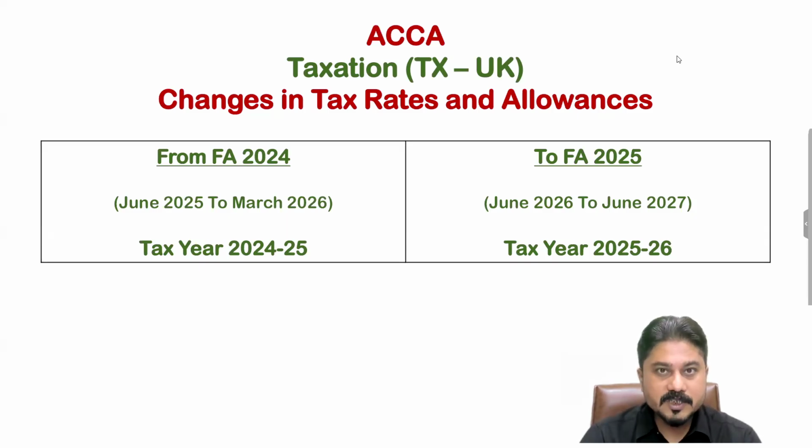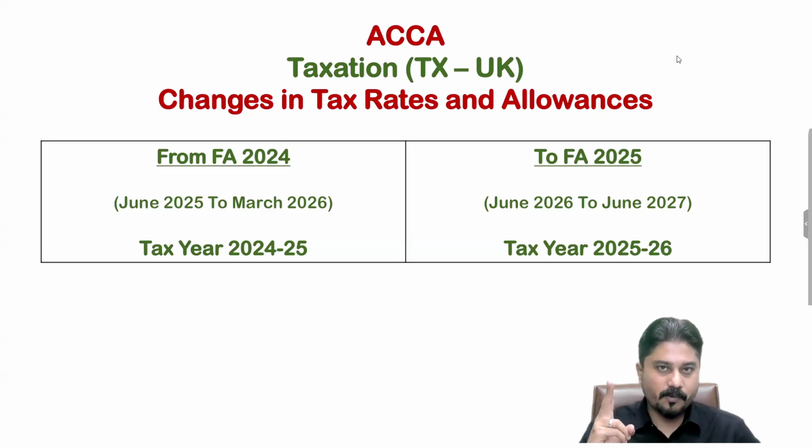I welcome you to this video wherein we are going to discuss the changes in the tax rates and allowances for the ACCA UK taxation paper from Finance Act 24 to Finance Act 25. This video is relevant for two types of students. Number one, those who studied and prepared for the paper according to Finance Act 24, but for any reason couldn't attempt this paper, and now they are wishing to attempt it from June 26 onwards.